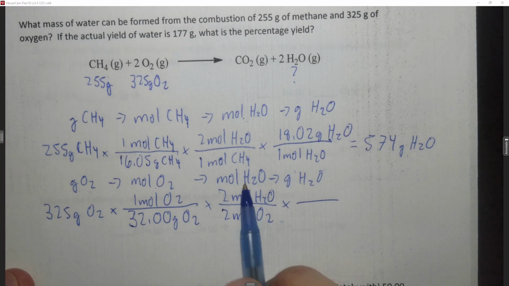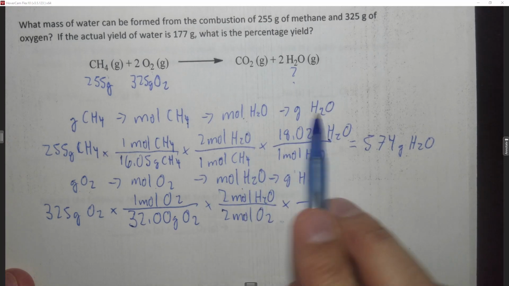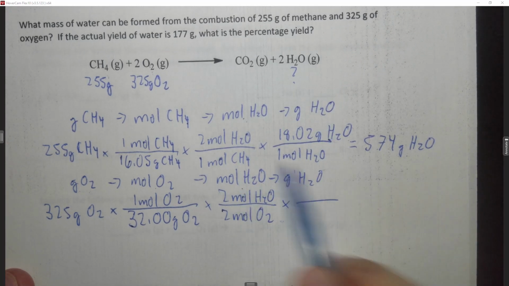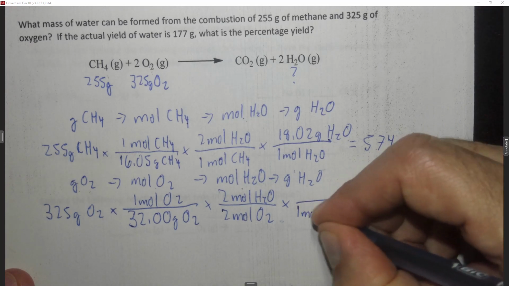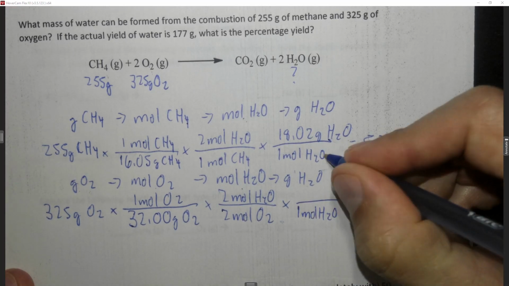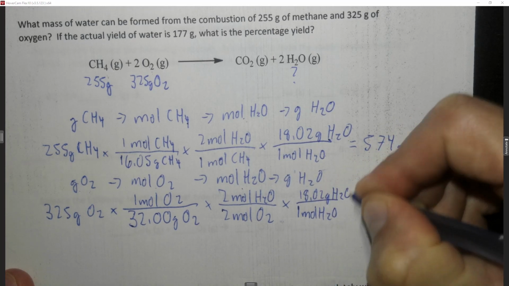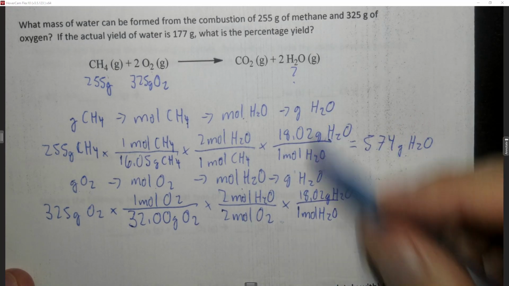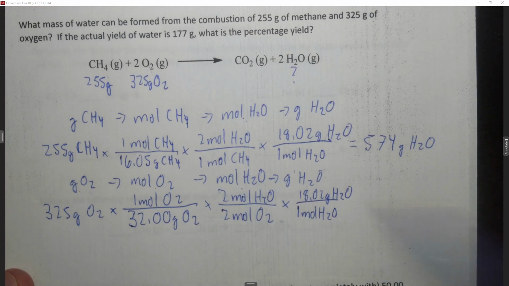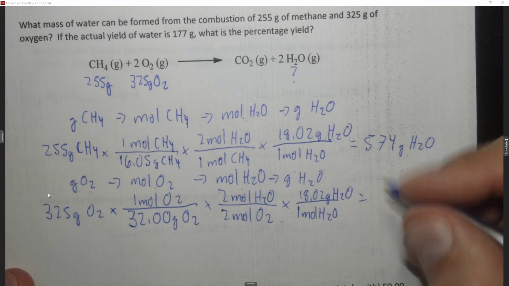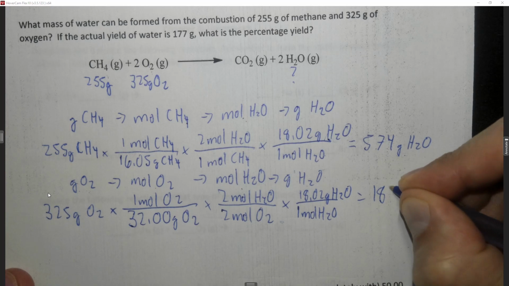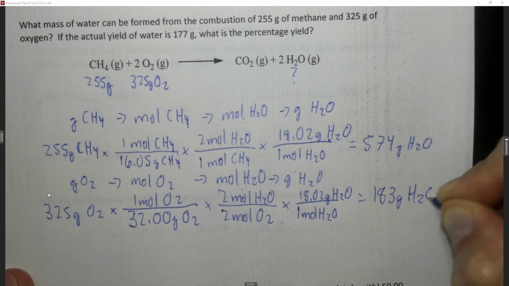Now, we want to convert from moles of water to grams of water. Note that that's what we did before. So same conversion factor. We put the 1 mole of water on the bottom, just like above, and we put the 18.02 grams of water on the top, again, just like above. So this conversion factor is the same because the conversion's the same. Do all the math, and we find 183 grams of water.